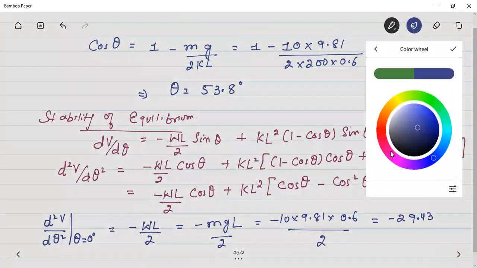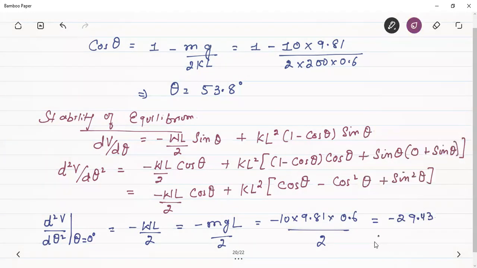So from here, we can conclude that, therefore, theta is equal to 0 degree. Now we got a negative value, okay? At theta is equal to 0 degree, the system is in unstable equilibrium.